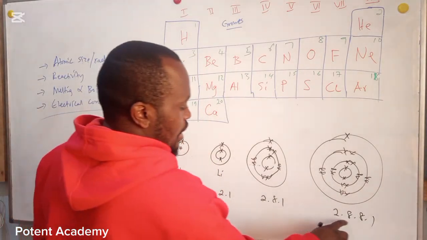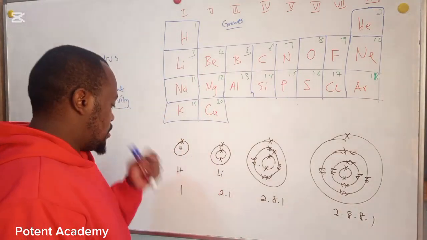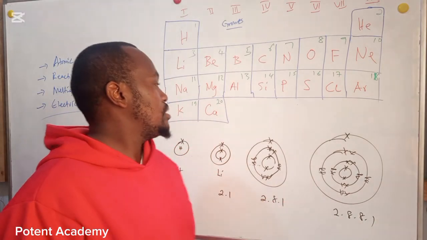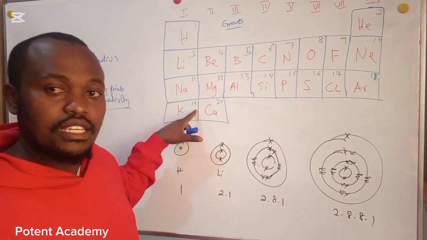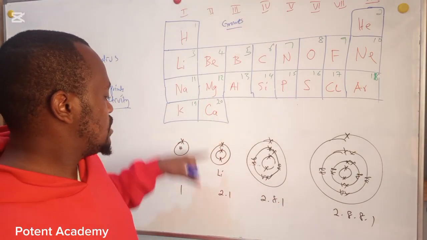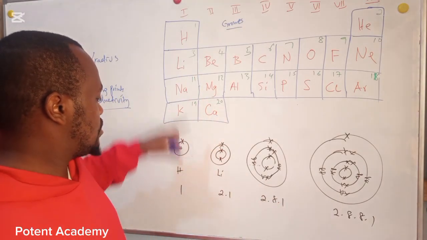This is the number of electrons. 2 plus 8 plus 8 plus 1 will give you 19. And sodium is 11, because if you add 2, 8 and 1, it gives you 11. Lithium, if you add, is 3, and hydrogen is 1.